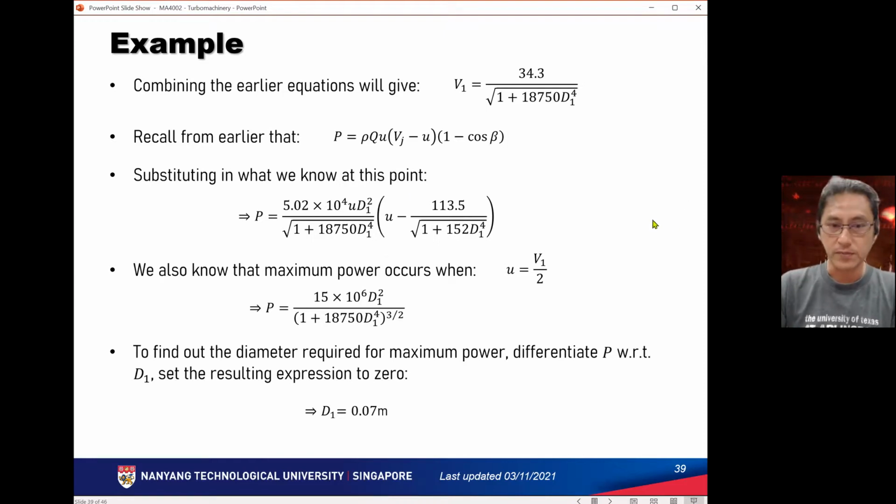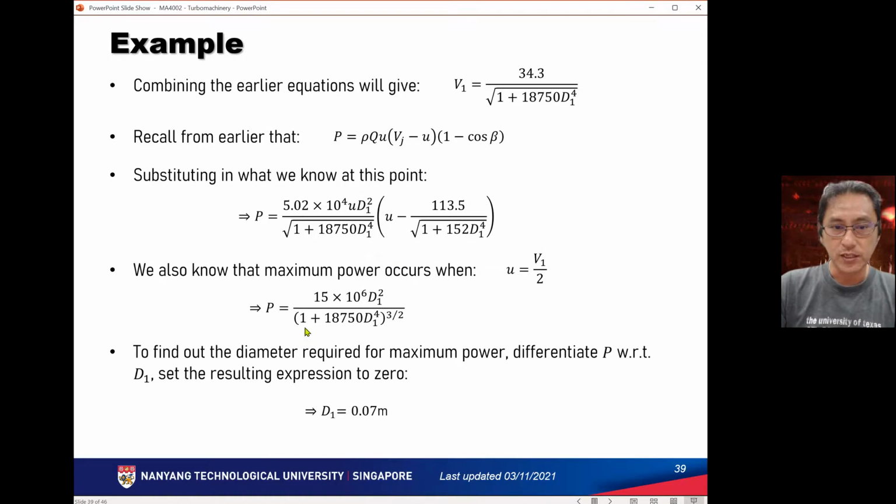And that is a very, very convenient thing, because we know that maximum power only occurs, in theory, when U is equal to V1 divided by 2. If that's the case, and if you think about it, surely we can relate V1 to D1. Okay, that means I can write an expression for U in terms of D1, and after that, substitute back into the power equation.